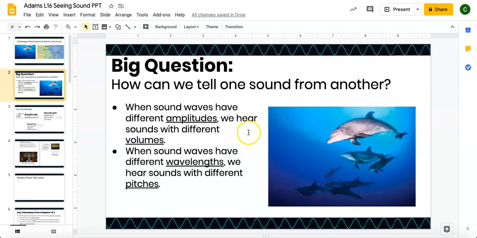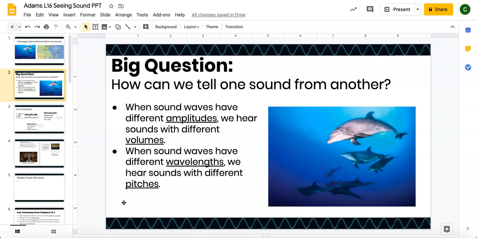So far, we've learned about amplitudes as well as wavelengths. And when we think amplitudes, we think volumes. And when we think wavelengths, we think pitches. And so volume, as a reminder, is going from quiet to loud or loud to quiet. As if you were in the car listening to the radio, you might want to turn the volume down to quiet, or you might want to turn it up to loud.